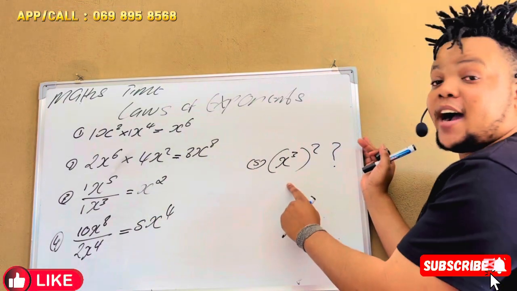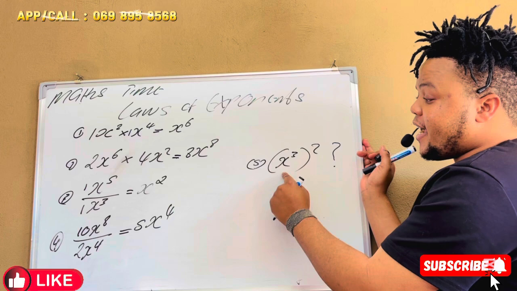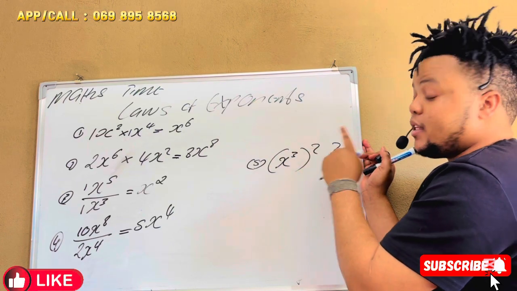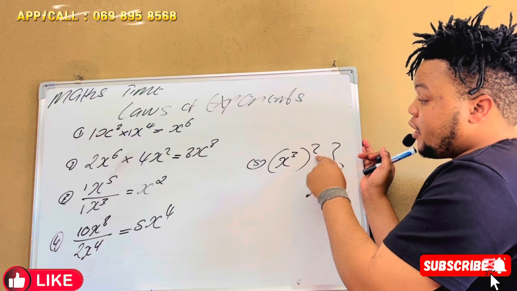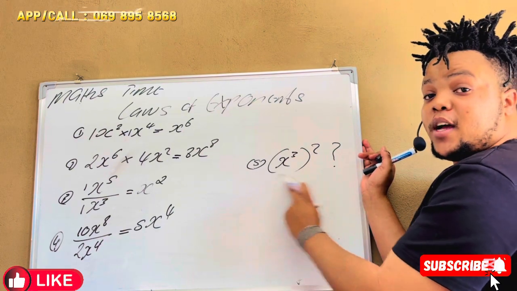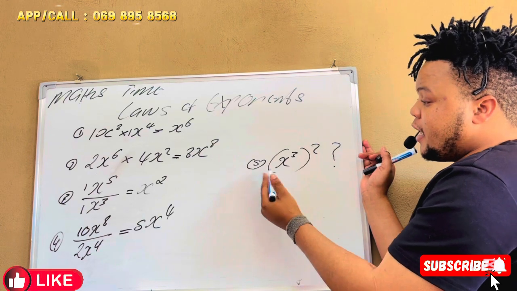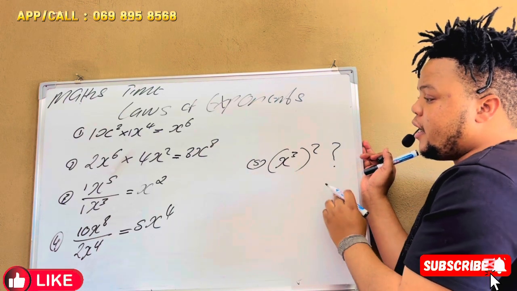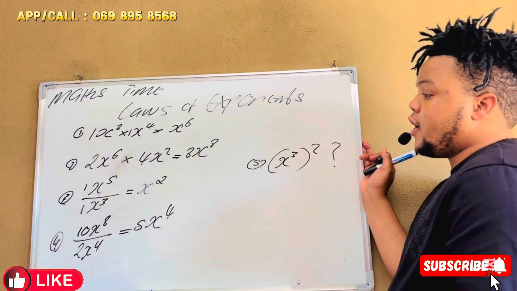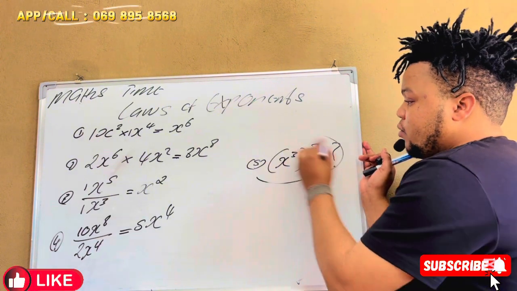And number 5, which is saying open brackets x to the power 3, close brackets, to the power 2, close brackets squared. So this one is for you. Can you please solve this number 5 for me? I will check on the comment section. Please, this one is for you.